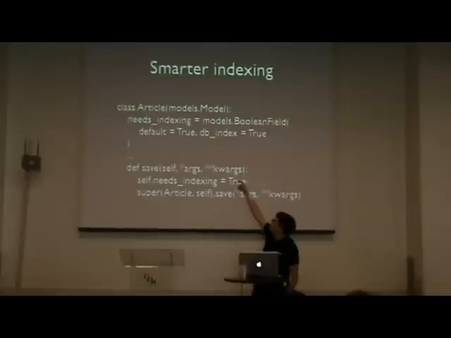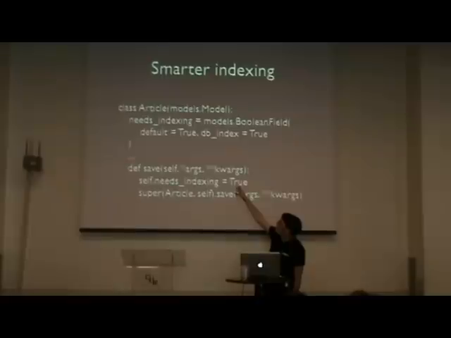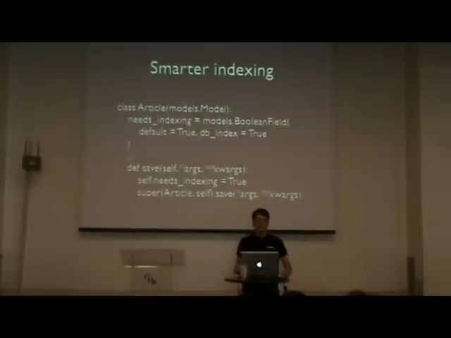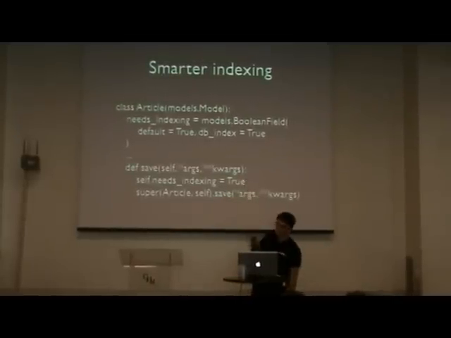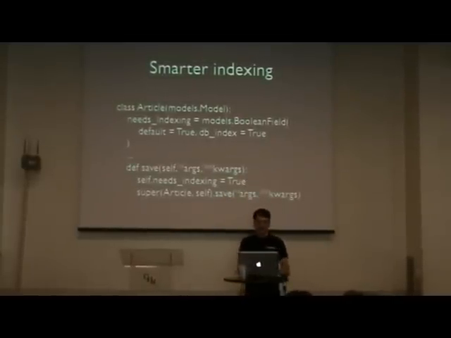We just have a Boolean field in the database on every one of those objects that ends up in the search index. So in this case, if we had a blog article, there'd be a needs_indexing Boolean, which defaults to true, and then the full text search engine can look at all of the items that need indexing, grab them 100 at a time, push them into the index, and then set that flag to false.